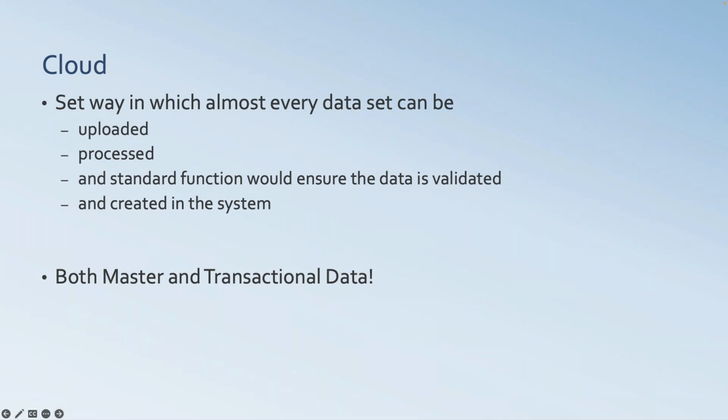So in cloud, that is the way in which almost all data can be done. You upload it, you process it, and standard function would ensure the data is validated and it will be created in the system. You could do this with both master and transactional data. And there are multiple ways to do that. Like we said a couple of slides before, you have FBDI templates, you have REST services that you could pull in. So you have a payload that you can use to do transactional data. Most master data is not done using a payload. It's not something that you do immediately. You're only doing this in bulk.